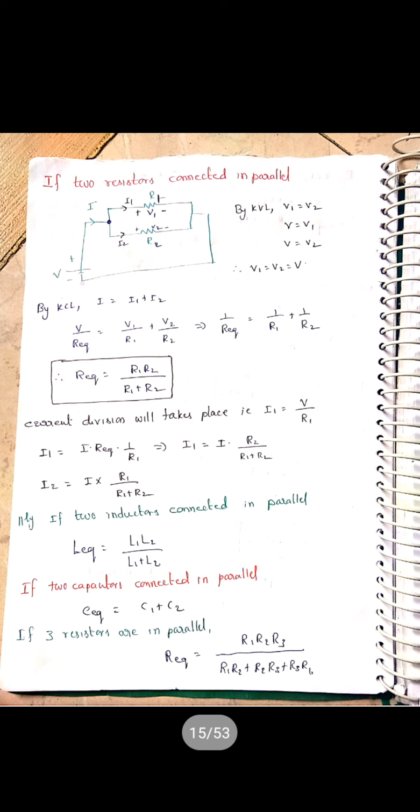Next, proof for parallel connection properties. Here we assume one simple circuit. The circuit has three elements connected like this. If we check this network, the number of nodes is only two. Across the two nodes, how many elements are connected? Three elements are connected. Then we can say those three are connected in parallel.